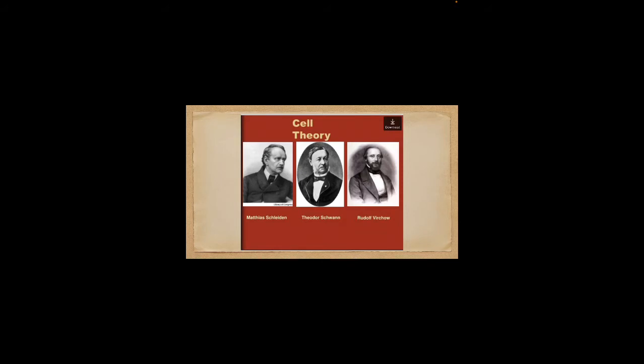Cell theory: we have Matthias Schleiden, Theodor Schwann, and Rudolf Virchow. In 1838, German botanist Matthias Schleiden concluded that all plant parts are made of cells. In 1839, German physiologist Theodor Schwann, who was a close friend of Schleiden, stated that all animal tissues are composed of cells. In 1858, Rudolf Virchow, a German physician, after extensive study of cellular pathology, concluded that cells must arise from pre-existing cells.